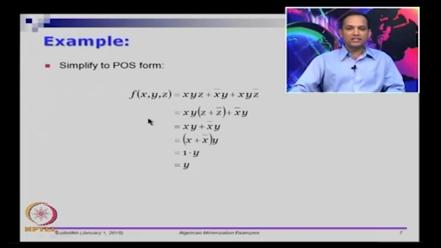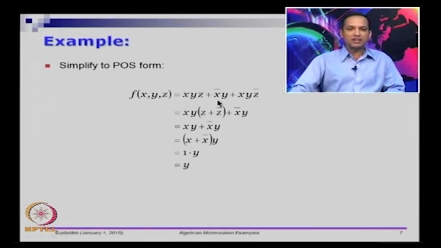Let's look at another simple statement. We want to simplify something to the POS form. In this case we are given something in the sum of product form and we want to convert that into a product of sum form. We could take the route of taking the sum of product form, writing it in the canonical SOP and converting that back into the POS form. However, in this example specifically, the product of sum form turns out to be very simple.